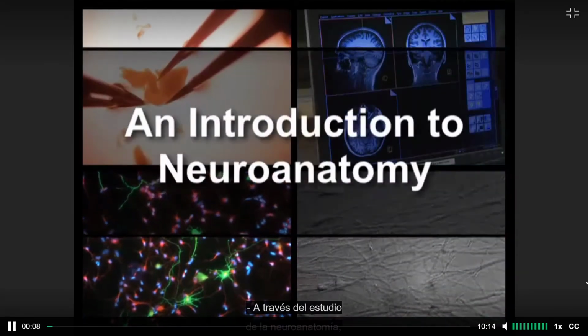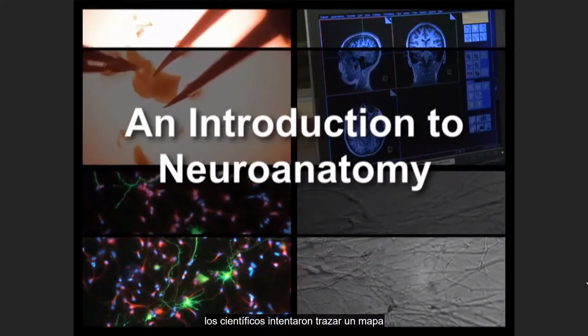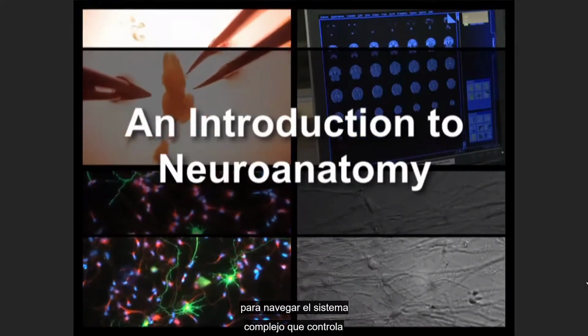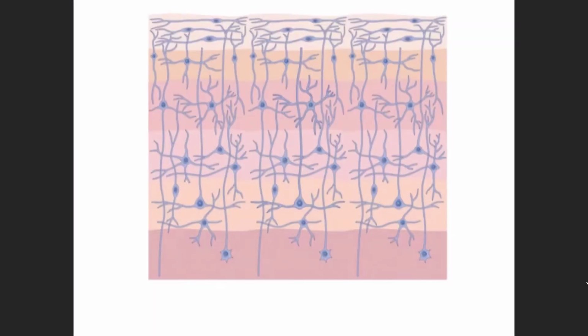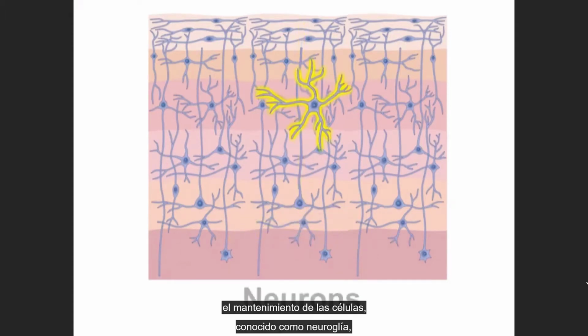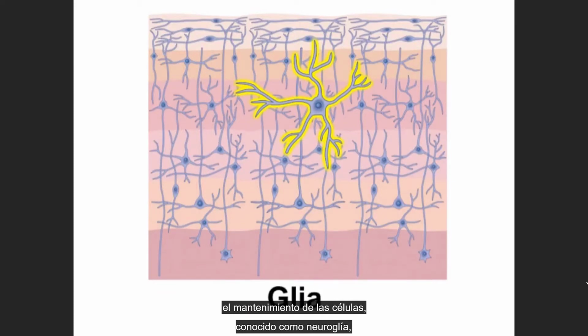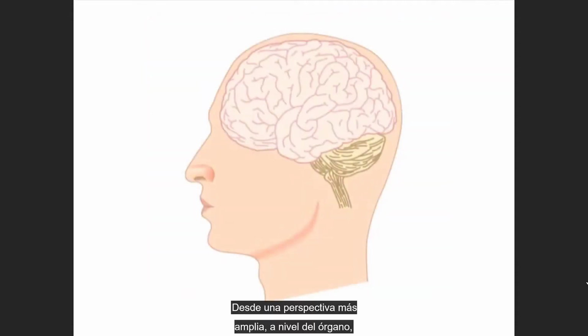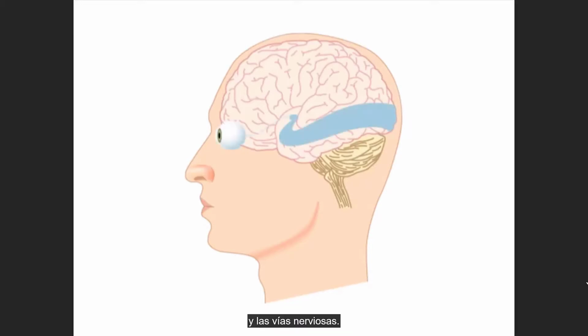Through the study of neuroanatomy, scientists attempt to draw a map to navigate the complex system that controls our behavior. On the microscopic level, neuroanatomists investigate the relationships between signaling cells, known as neurons, maintenance cells, known as glia, and the extracellular matrix structure that supports them. From a broader view at the organ level, neuroanatomy examines brain structures and nerve pathways.